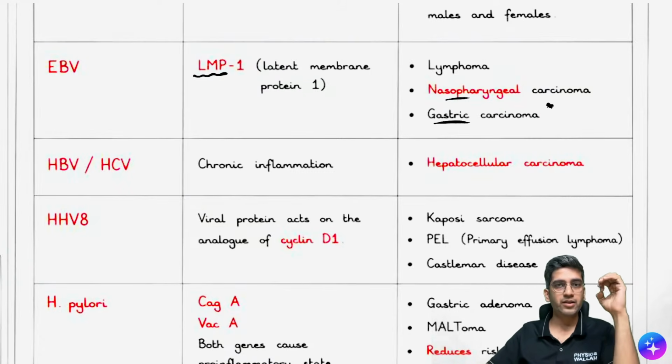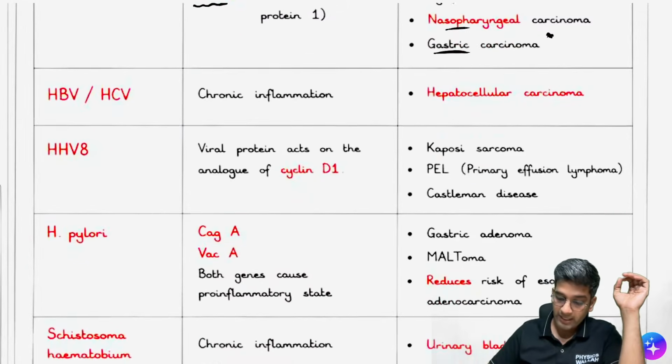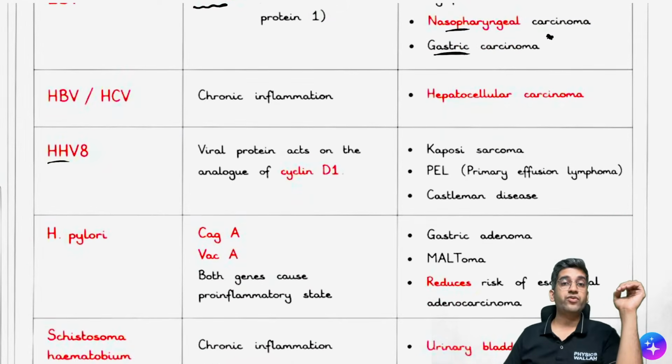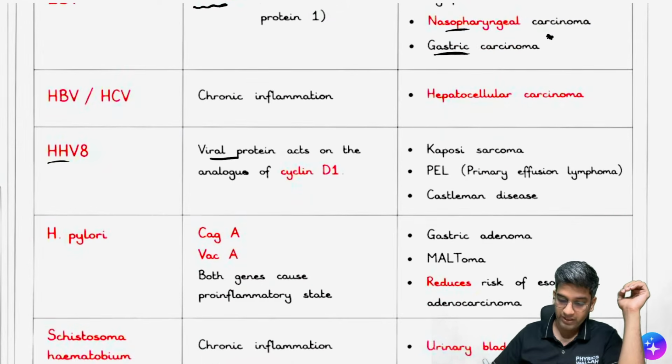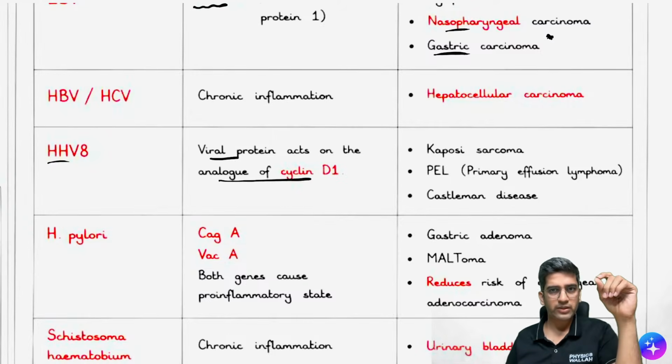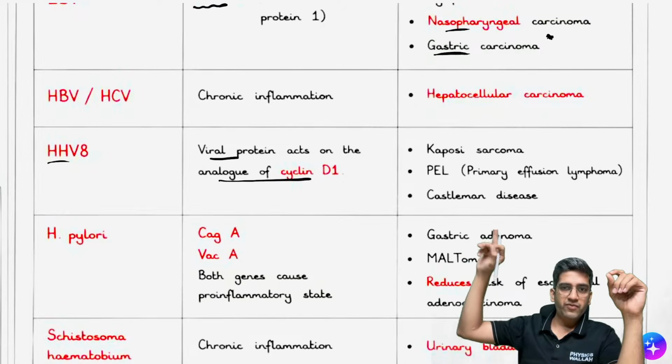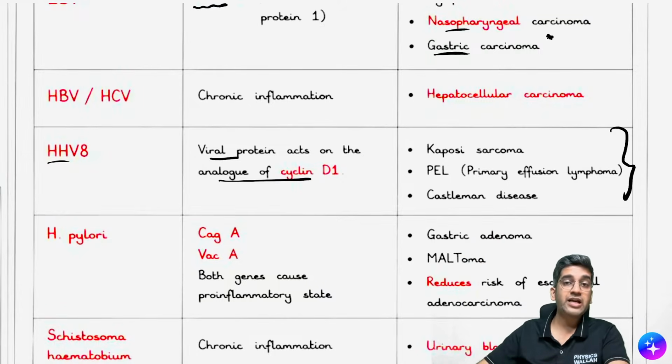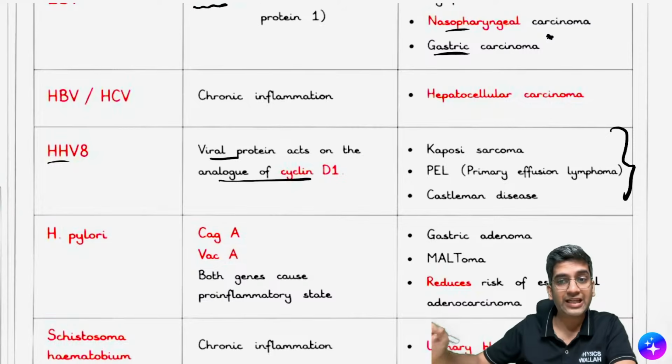Hepatitis B and C: no viral protein. Pure chronic hepatitis inflammation can cause hepatocellular carcinoma. HHV8, human Kaposi-form virus, has a viral protein like cyclin D1. It causes Kaposi sarcoma, Castleman disease, primary effusion lymphoma. These three have been asked multiple times in MCQs, NEET PG, and can come in an exam as well.